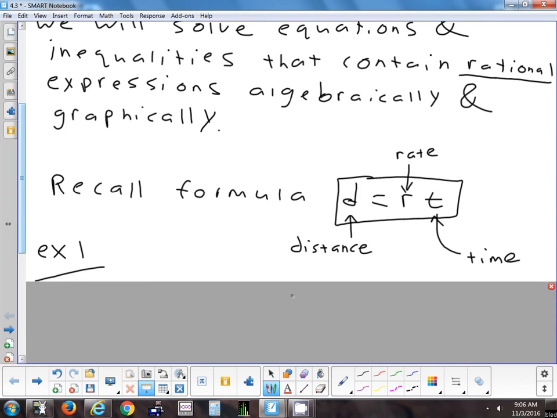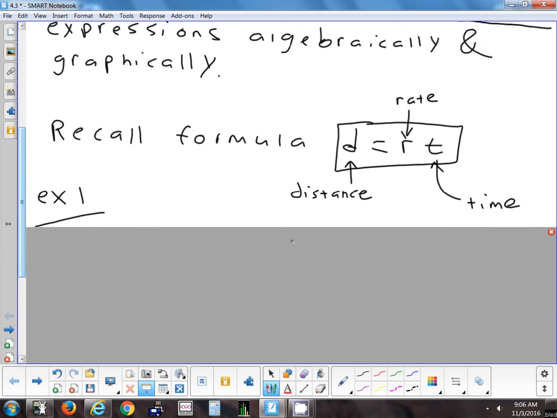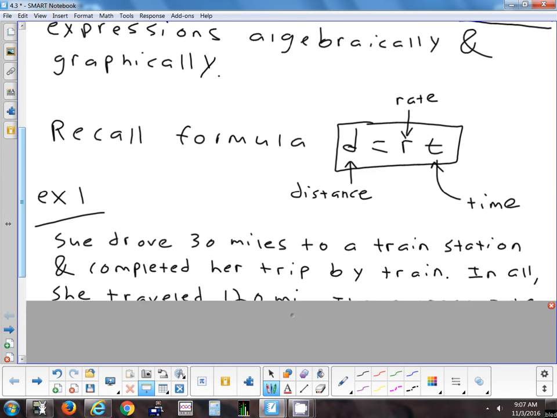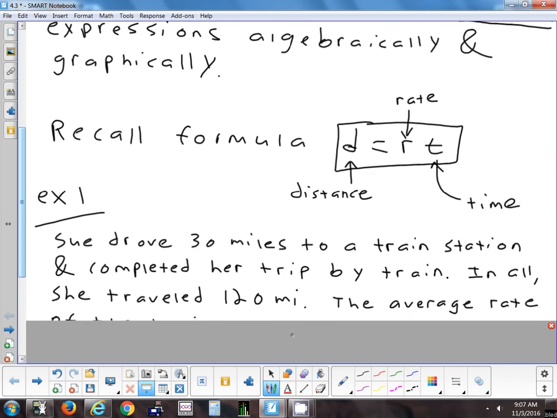So Sue drove 30 miles. And after she drove 30 miles, she got on a train and then completed her trip on the train. So she's going somewhere and drove 30 miles to the train station and then got on the train. Her total distance is 120 miles. So she traveled 120 miles.